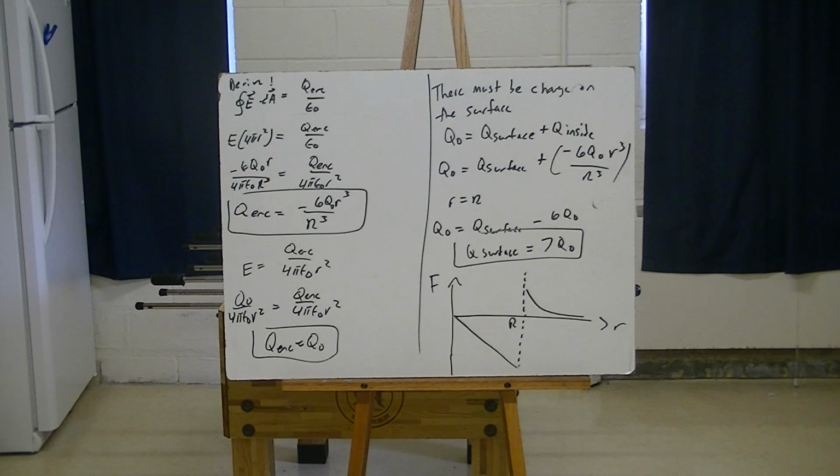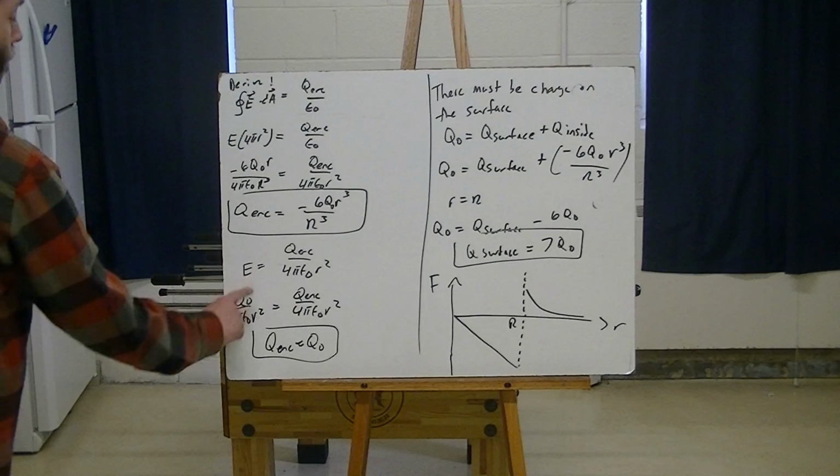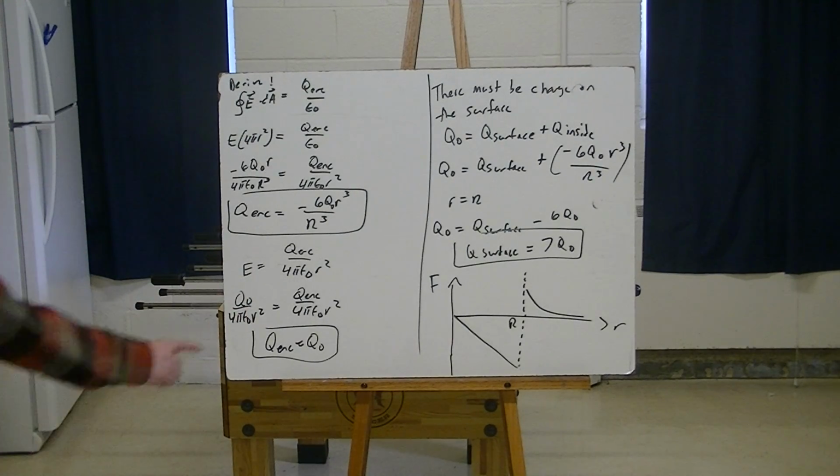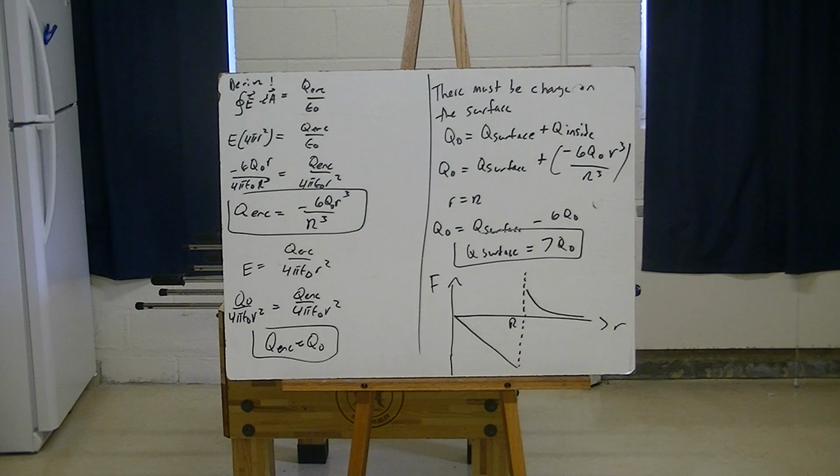Very easy to find Q enclosed for the other region. We know the electric field from before. We're trying to find Q enclosed. We're still doing a 4 pi R squared over there. So we get a Q enclosed is equal to Q naught. That one is pretty straightforward. I think I might have a slight error. No, it looks good. Okay.